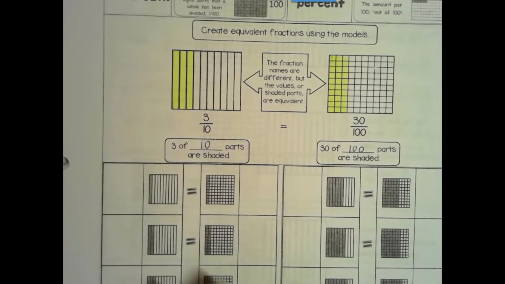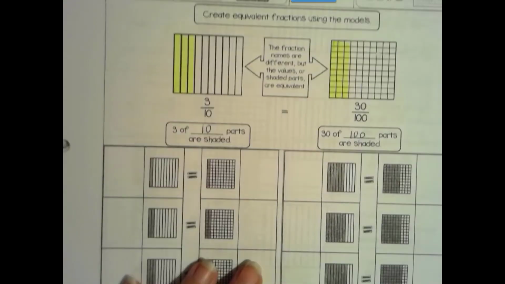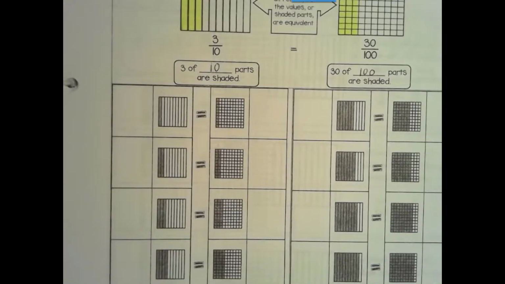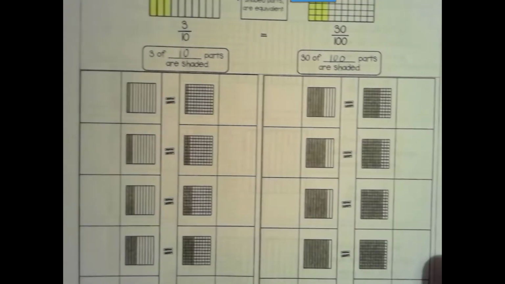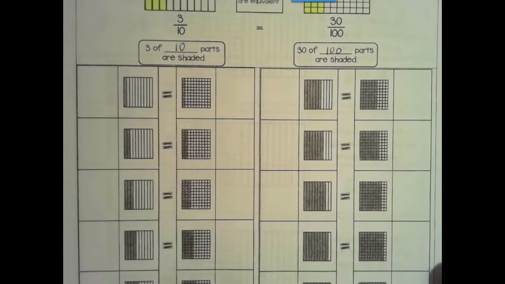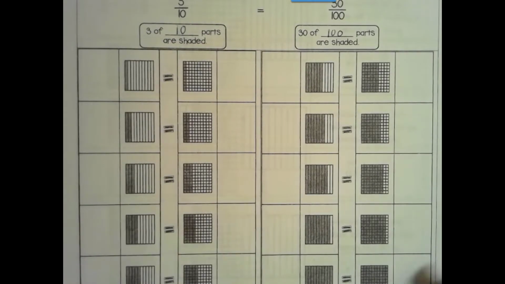So we're going to be looking at some equivalent fractions, which will help tremendously as you get into 5th grade and have to add and subtract fractions with different denominators. If you can find an equivalent fraction with the same denominator, then you can do just as we have done this year, as if they had the same denominator all the time.